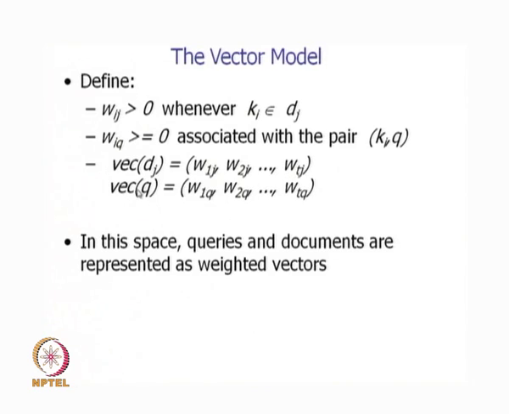Similarly, vector q is obtained from the weight values of these t keywords and seeing their weight with respect to the query q. Now, queries are typically very small, documents are larger in length. So, these weight values have to be obtained in a judicious way. Query is small, the document is large. So, in the vector model framework, queries and documents are represented as weighted vectors.